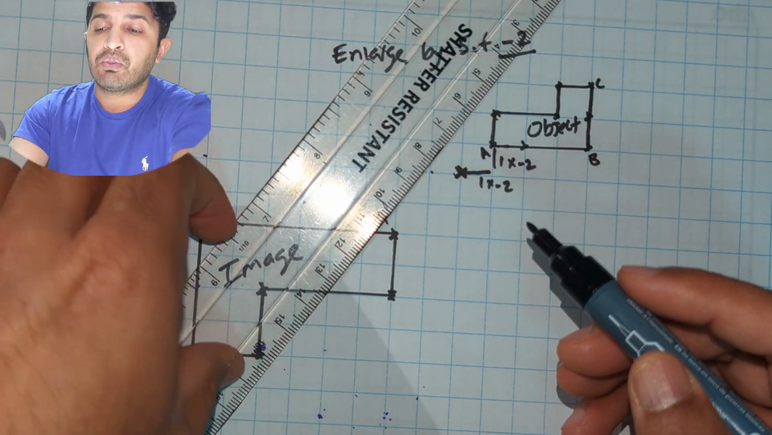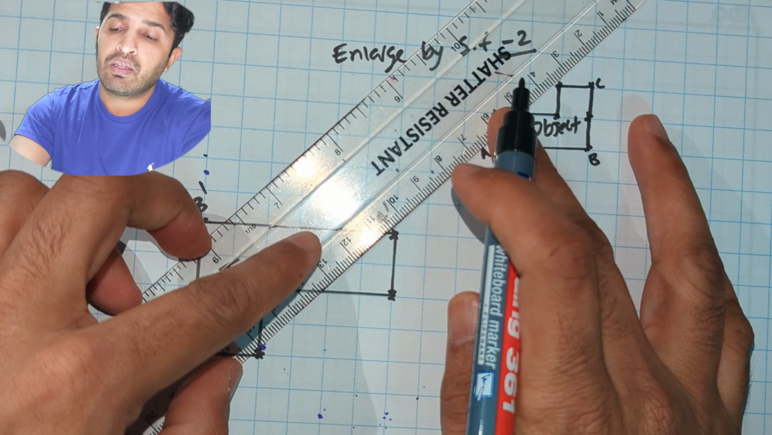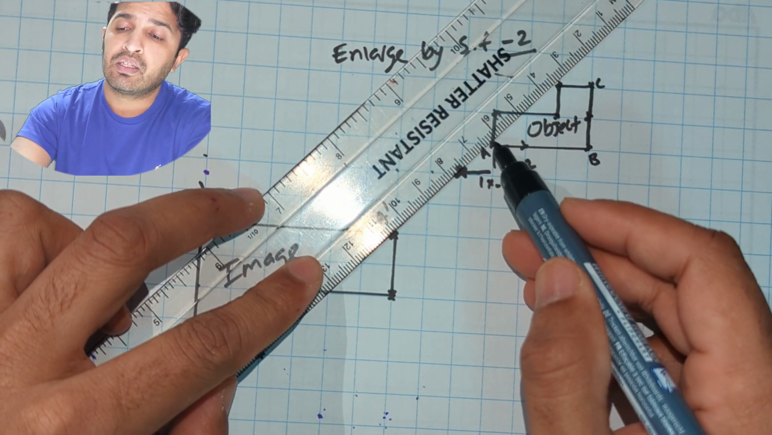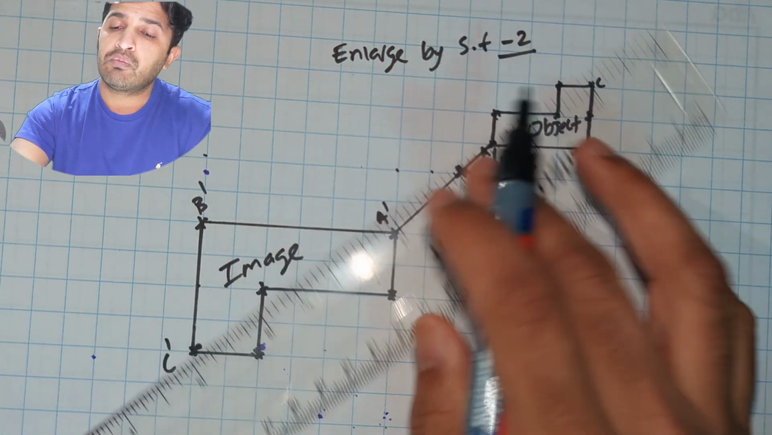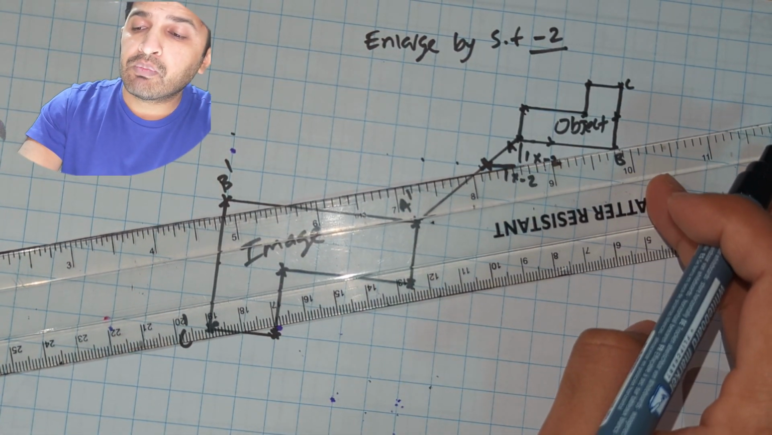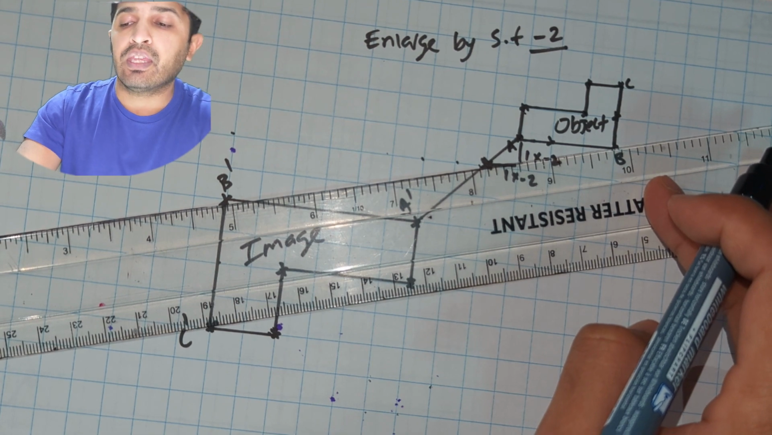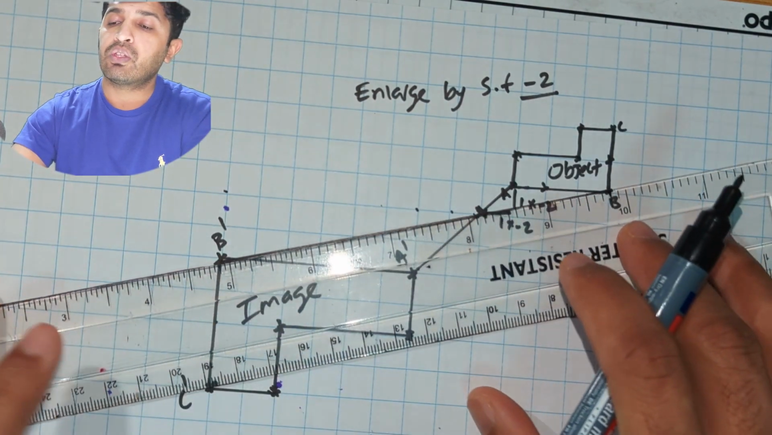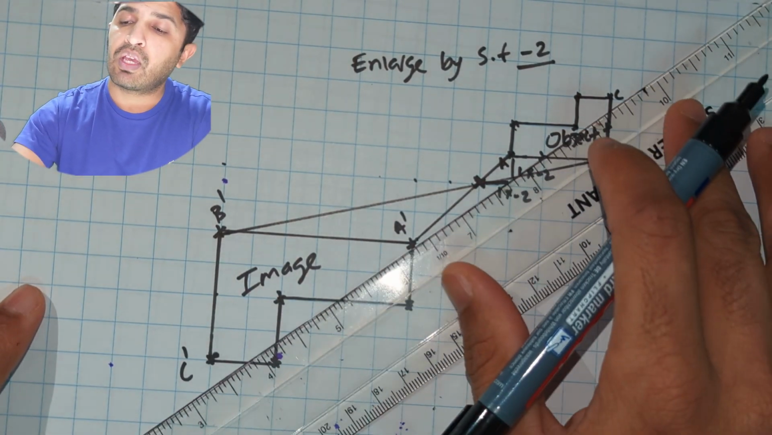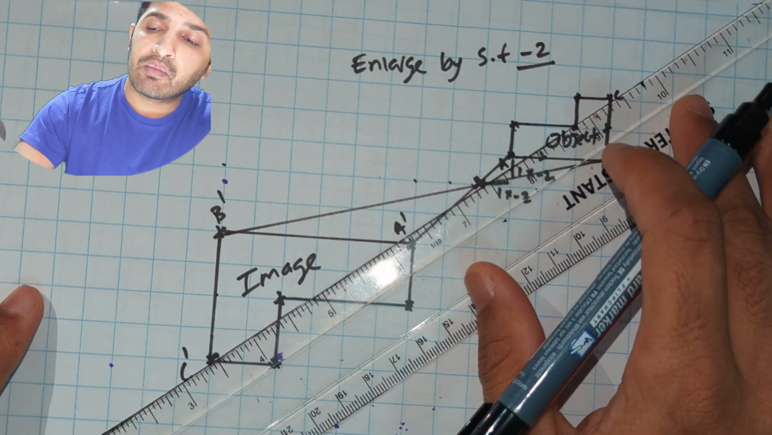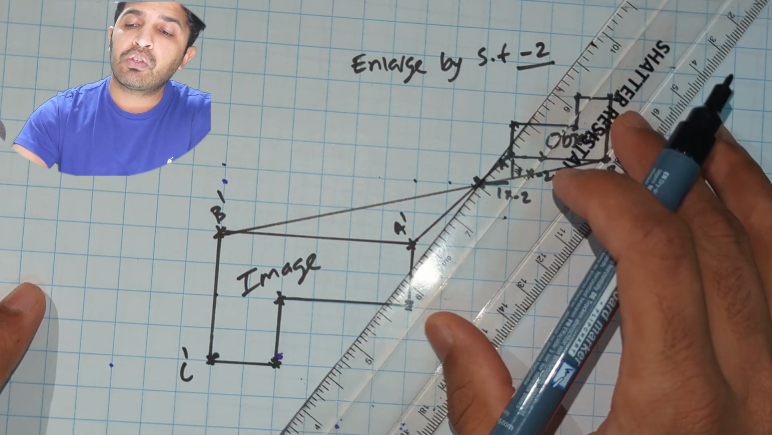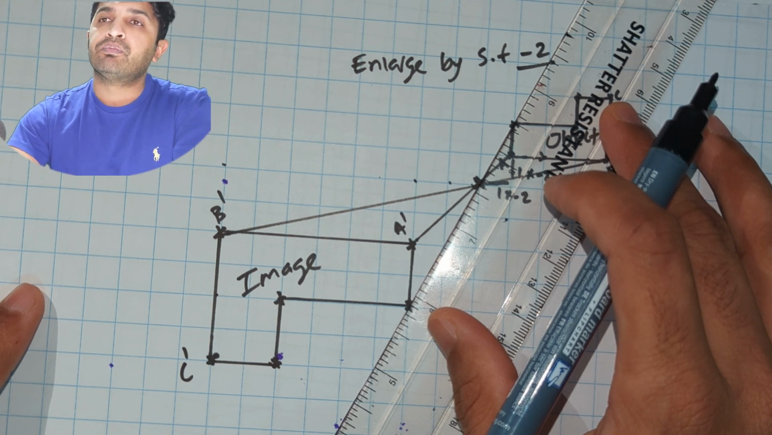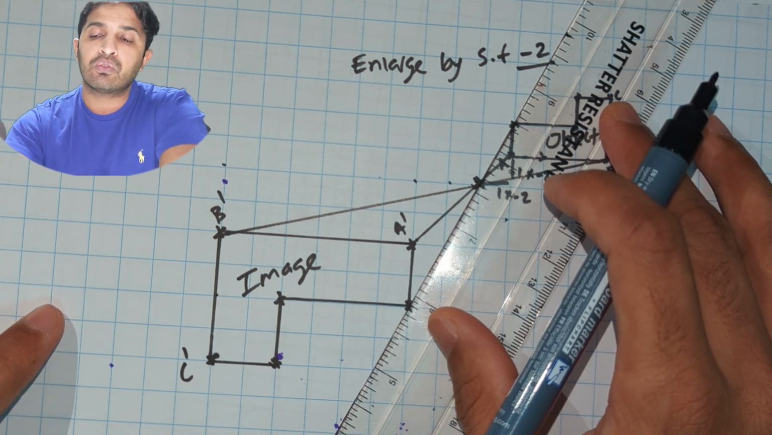But again, if you join A with A prime, that will make a straight line going through the center. If I join B with B prime, that would be going through the center and make a straight line. If I join C with C prime, that would be going through the center and make a straight line. Every single point on that shape should be making a straight line with the image. Okay, and it should be going through the center.